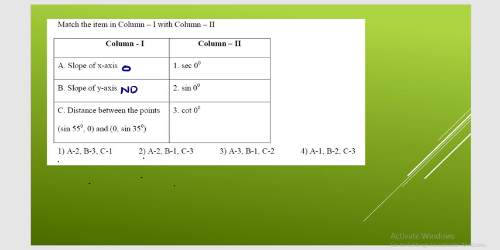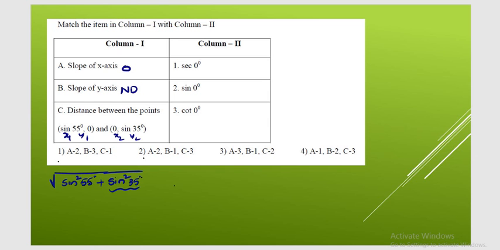So the distance between these points is given by, so what is the distance between 2 points formula? Difference of x coordinates whole square plus difference of y coordinates whole square under square root. Now if this is x1, this is y1. If this is x2, this is y2. Then x1 minus x2 whole square. Since x2 is 0, I can directly write it as sine square 55 degrees plus y1 minus y2 whole square. y1 is already 0. y2 whole square means sine square 35 degrees.